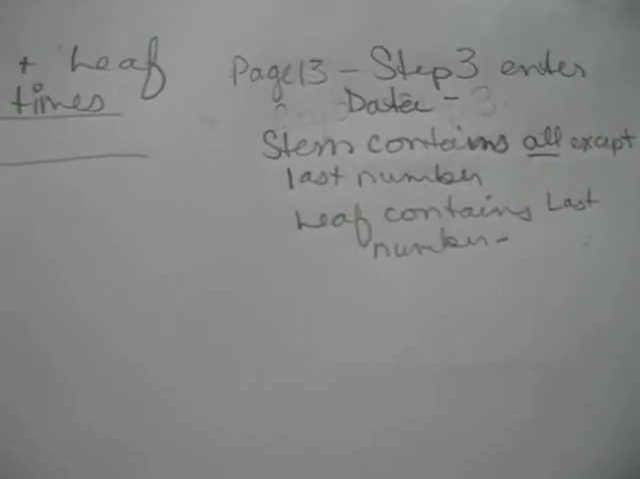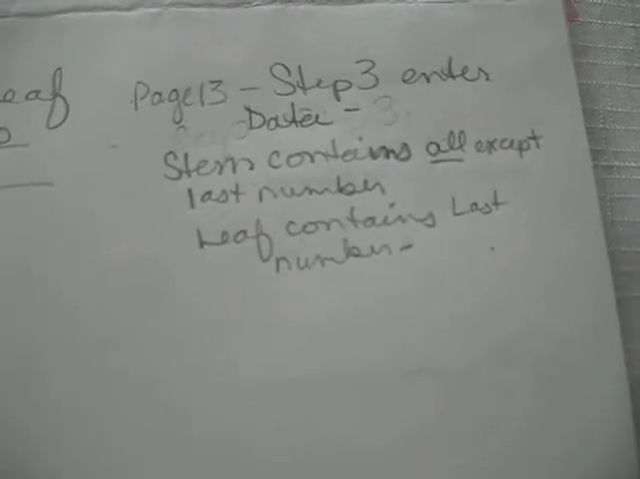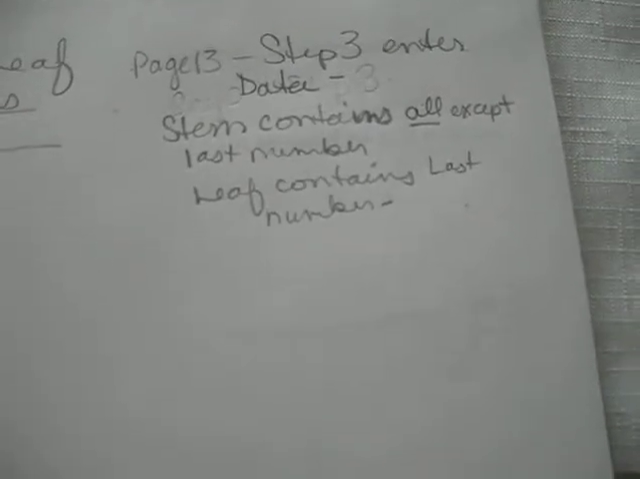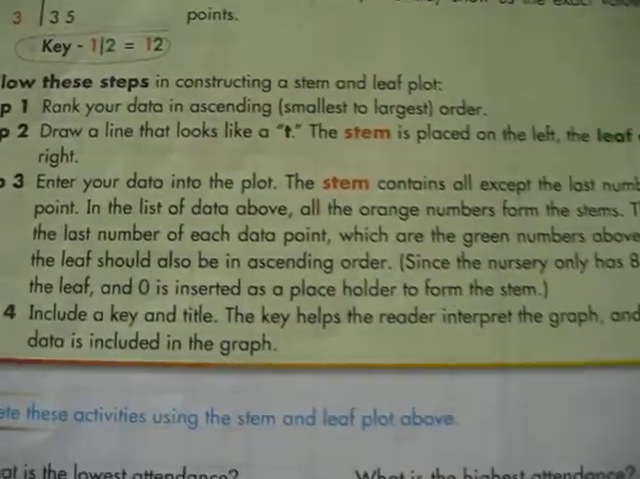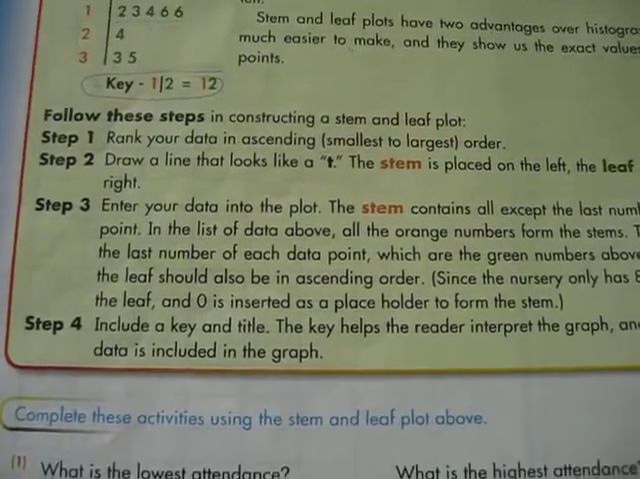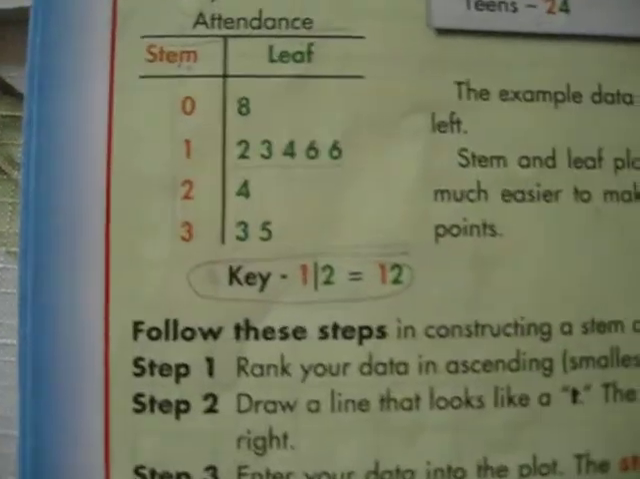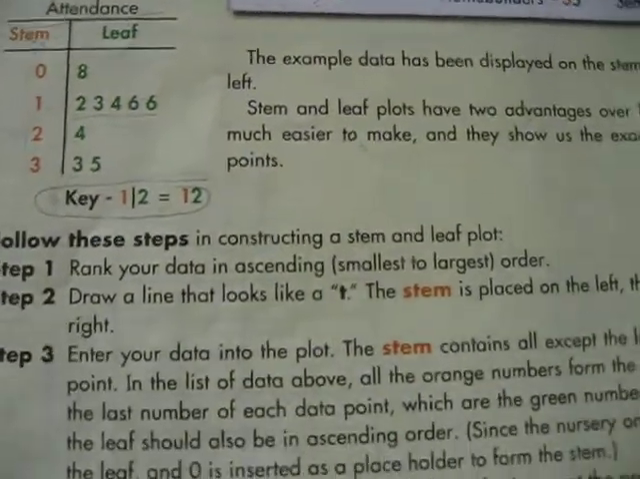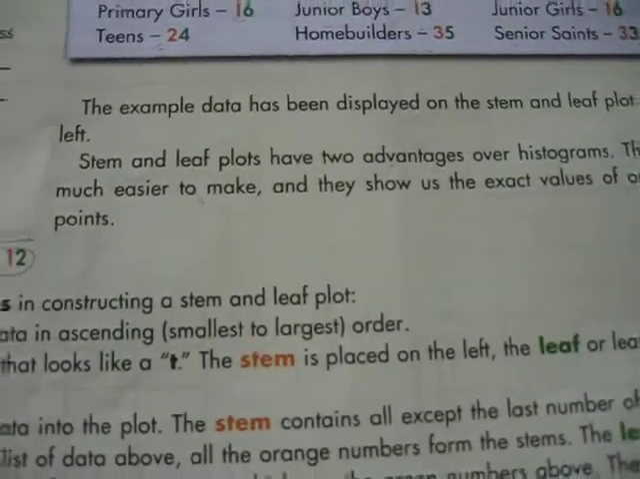And in step 3, so this is important, it says the stem contains all except for your last number. I'm going to flip back real quick. That information is right here, so go back and read that and look at the orange and the green numbers, because it helps you identify what they're looking at in the instructions.